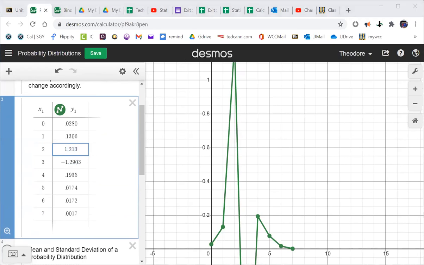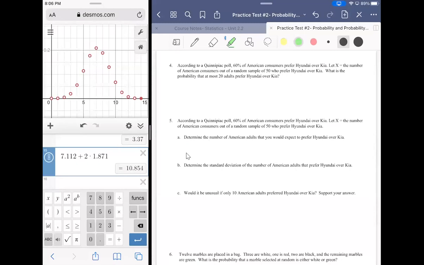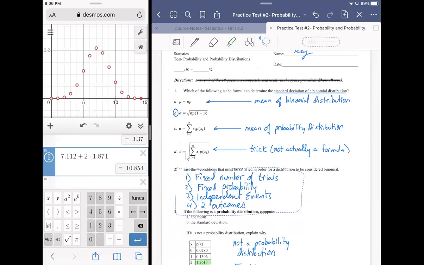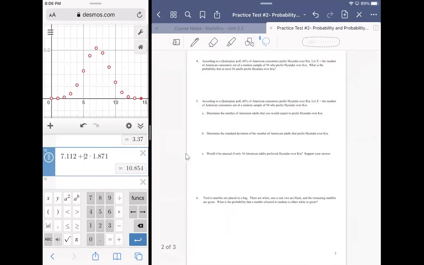So let me pause. According to the NPF poll, 60% of American consumers prefer Hyundai over Kia. Let X equal the number of American consumers out of a random sample of 50 who prefer Hyundai over Kia. What is the probability that at most 20 adults prefer Hyundai over Kia? Right. So this goes back to number 2, and it's actually the reason why I asked you for number 2, so that you can have a ready-made list in order to have a complete solution for something like number 4.